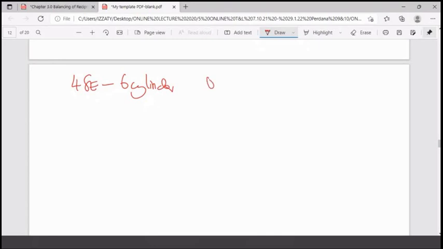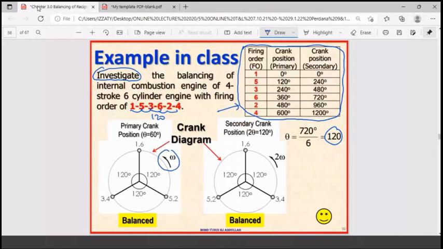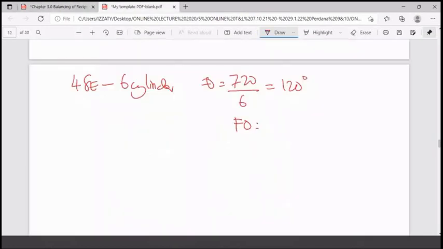Start with theta equal to 720 because we are dealing with a 4-stroke engine, divided by 6. You'll be getting 120, of course. And the firing order given here is 1, 5, 3, 6, 2, 4. So 1, 5, 3, 6, 2, 4.